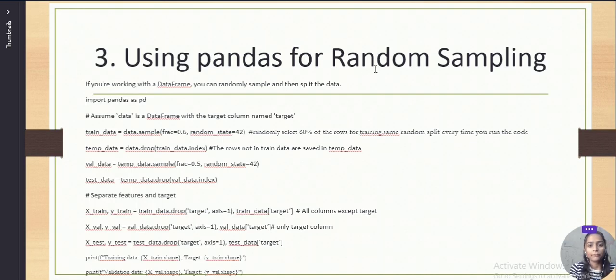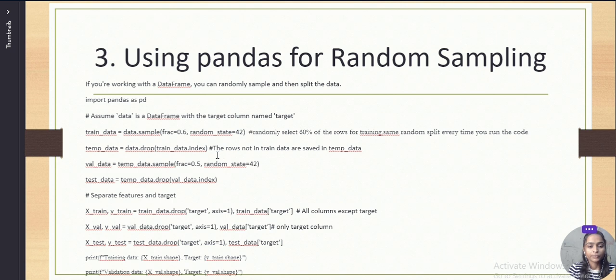Let's move further. Now another method is using pandas for random sampling. If you are working with a data frame, you can randomly sample and then split the data. So import pandas as pd. Assume data is a data frame with a target column named target. Here frac=0.6 is to randomly select 60% of rows for the training sample, and random_state=42 is for the same random split every time you run the code.